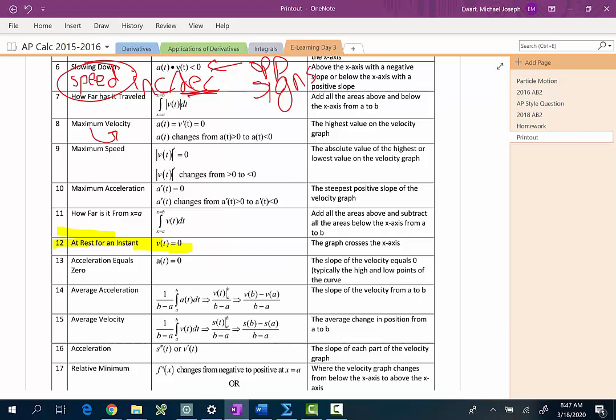Maximum speed, they're really not going to ask that unless they give you a graph. So maximum speed would be, on a graph, whatever is furthest away from the axis.